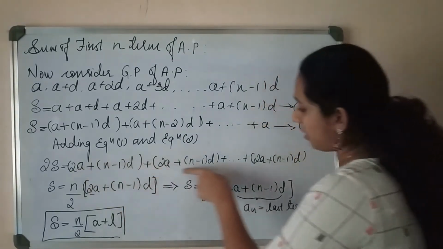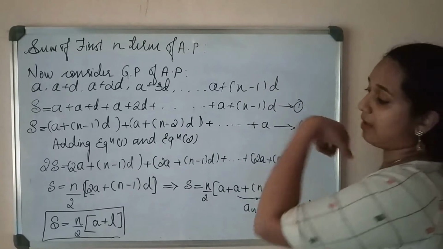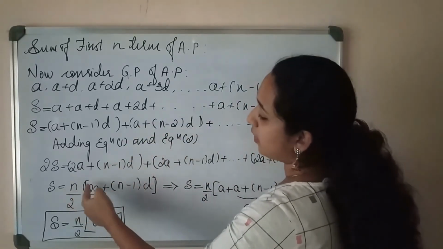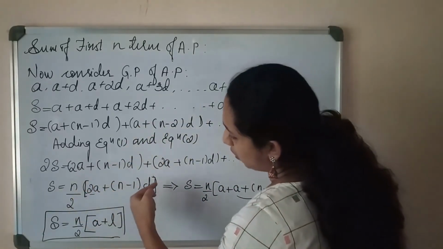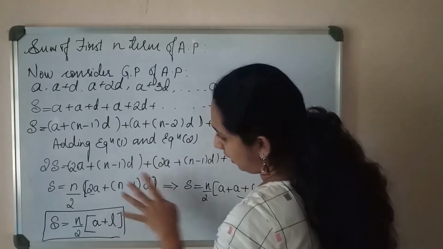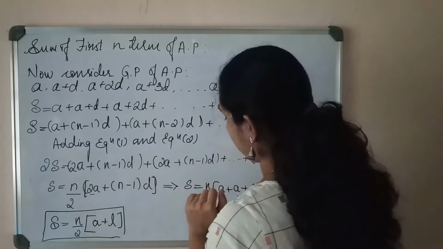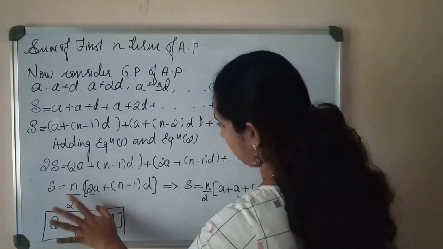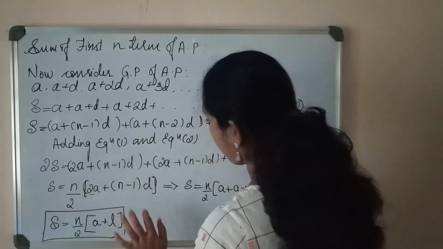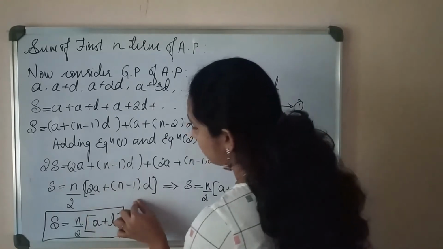So whatever is repeating n number of times, I will reduce it into n into 2a plus n minus 1 into d, and whatever 2 is here, it will come here. It will divide the fraction. Okay, it will come into the denominator. Now I have to simplify this.